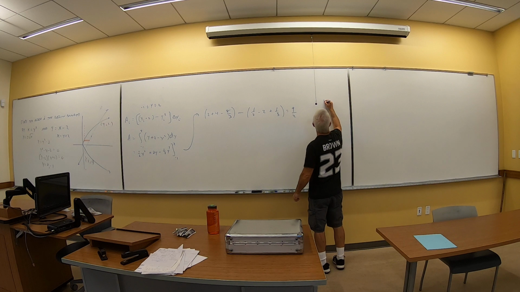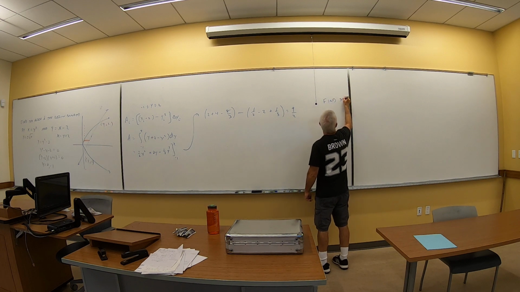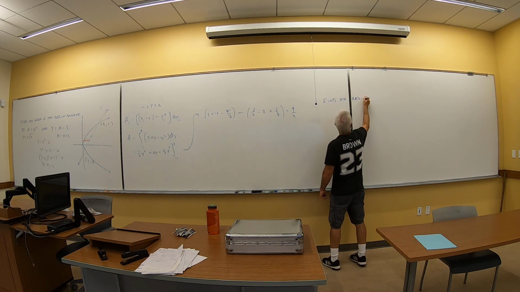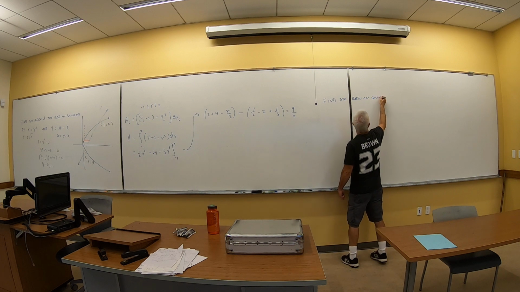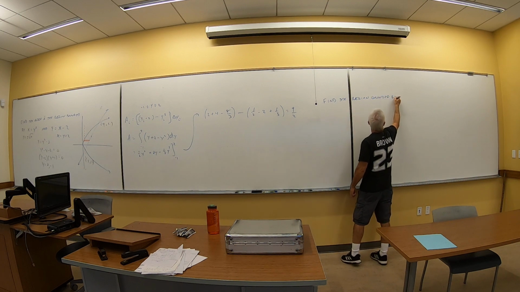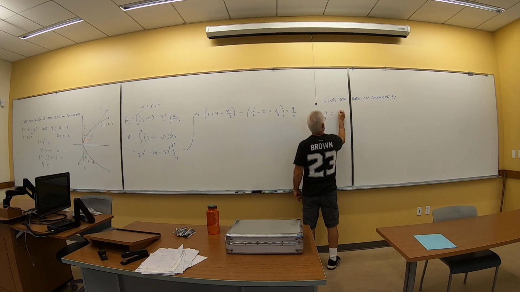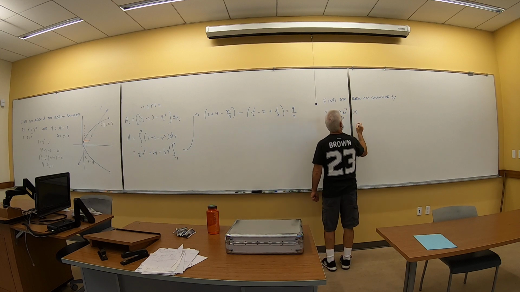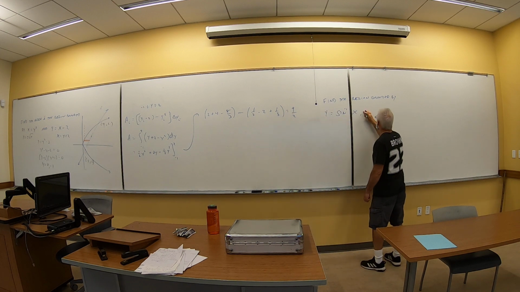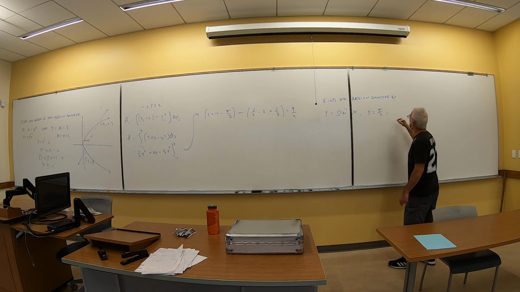All right, let's do a similar problem. Find the region bounded by, let's say, y equals the inverse sine x, y equals pi over 2, and x equals 0.